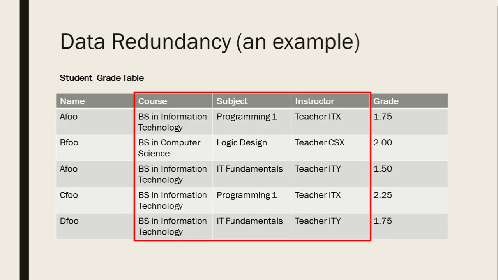In this example, under the course column, BS in Information Technology has been duplicated several times, as is the case with the subject column and the instructor column.